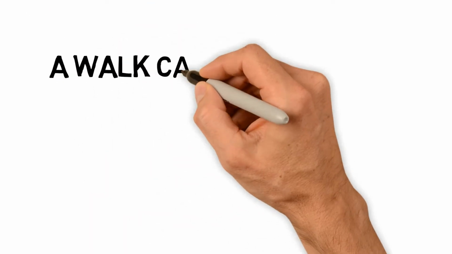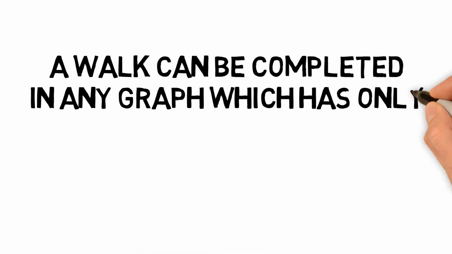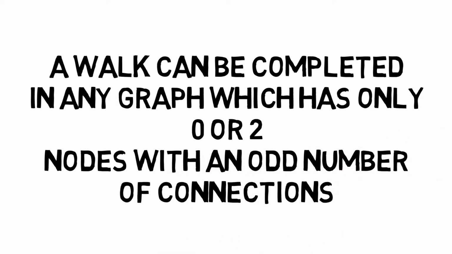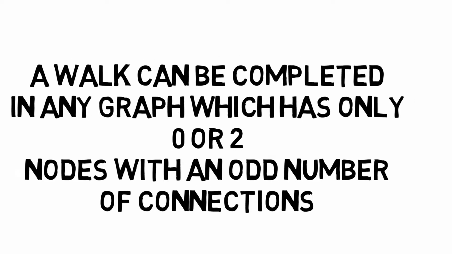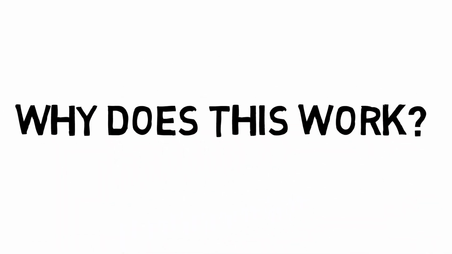A walk can be completed in any graph which has only 0 or 2 nodes with an odd number of connections. This was proven to be true, but why does this rule work? It's quite easy to understand.